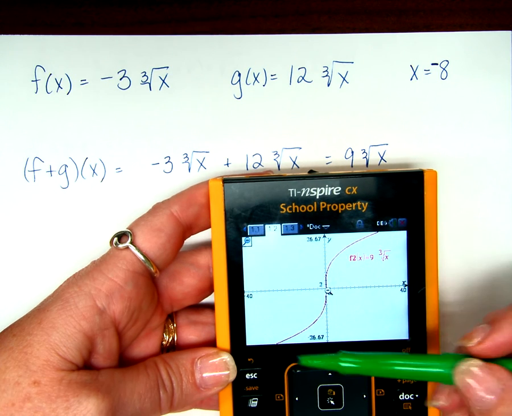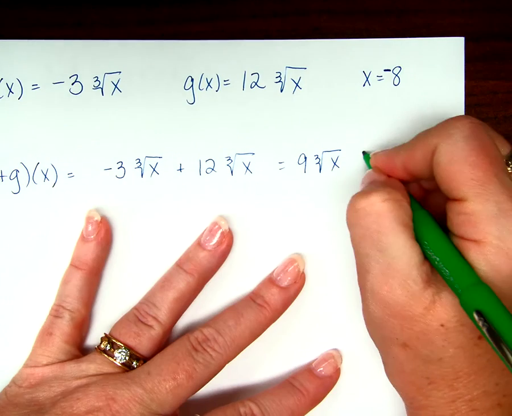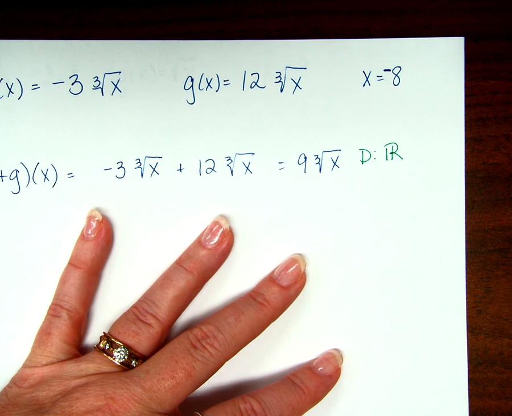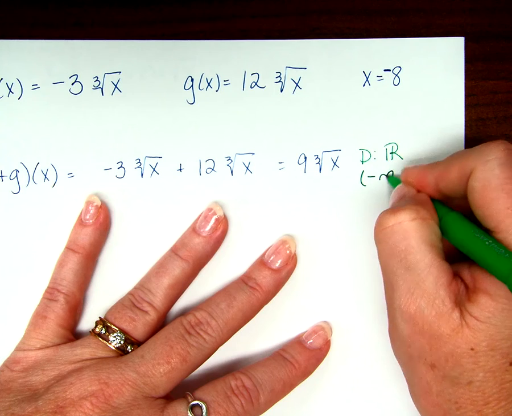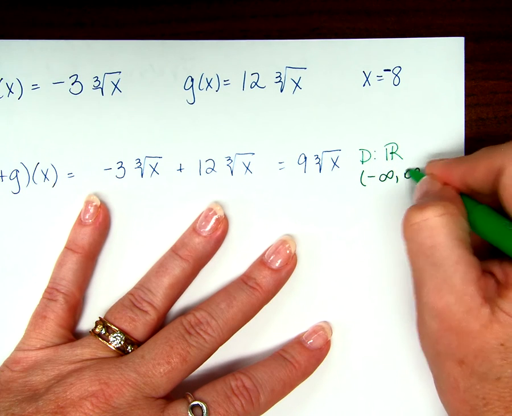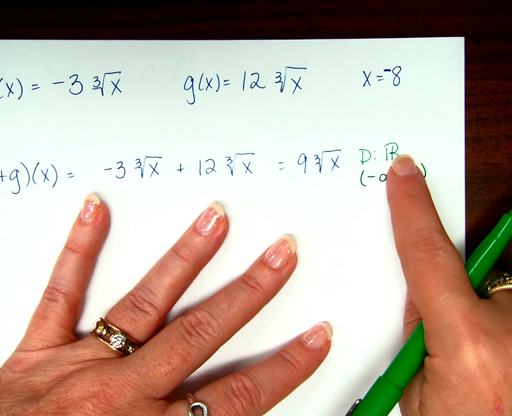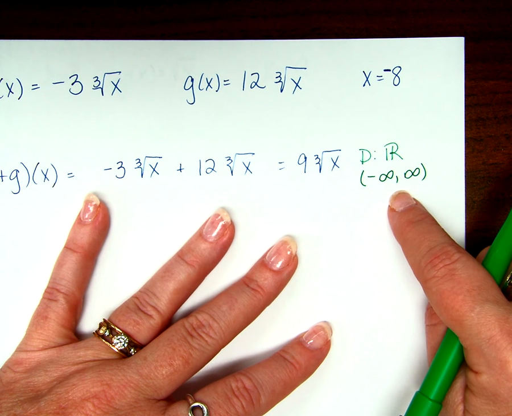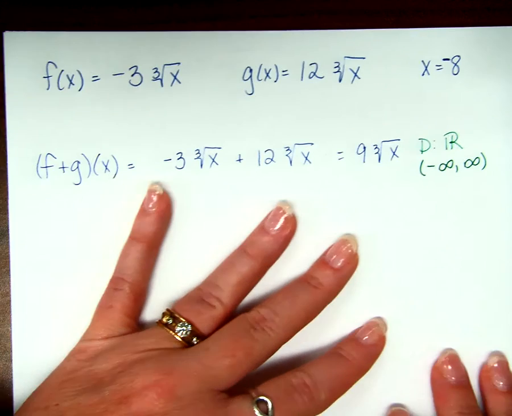Okay. What's our domain? All reals. Our domain is all real numbers. How else could we write it? So negative infinity to positive infinity. So basically all the way to the left and all the way to the right. Are these two any different? This one is inequality notation, this one's interval notation. It's the only difference. Any questions about that so far?